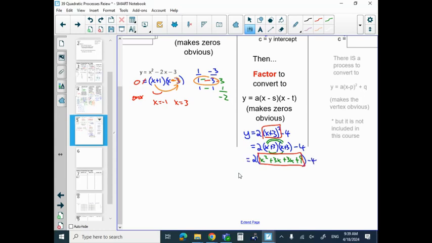And so then we multiply out, we have 2x squared. In the middle, we have 6x. So I'm just going to jump to say, okay, 2 of those, so 12x. 2 of the 9 is 18. Take away the 4. So we get 2x squared plus 12x plus 14. Okay. So we got to standard form.